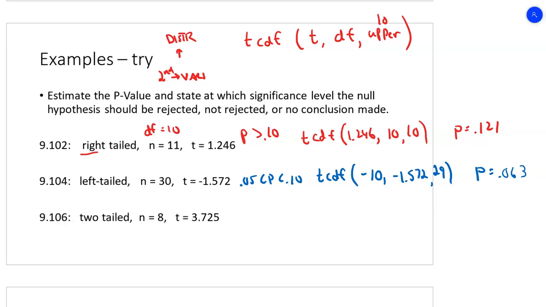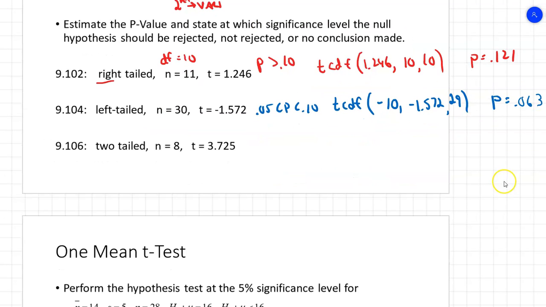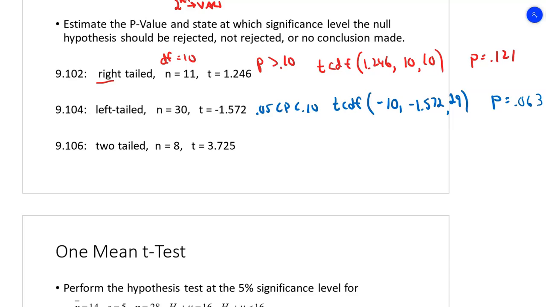All right, look at the two-tailed test down the bottom. Two-tailed test with n equals 8 and a really big t-score. So how do I do this? Well, pick one or the other. Pick either the left or the right, and then just double it. So here, if I throw this in my calculator, I'll get a tcdf of, let's say, 3.725 with 7 degrees of freedom and a very high upper level. This gives me 0.002.